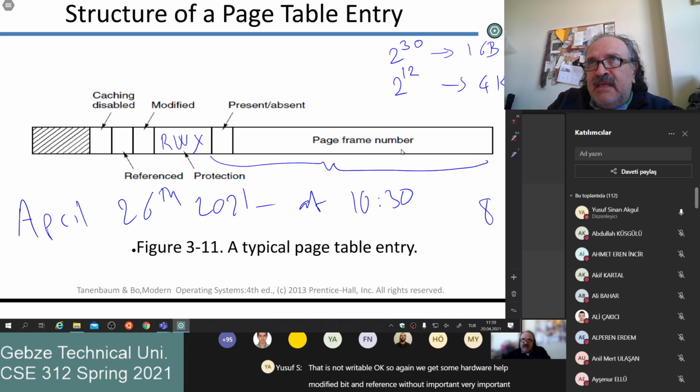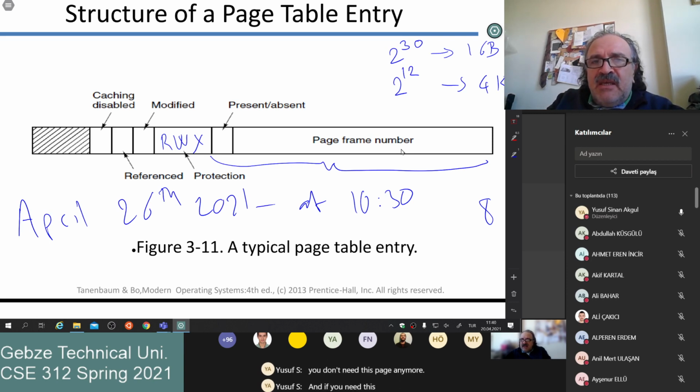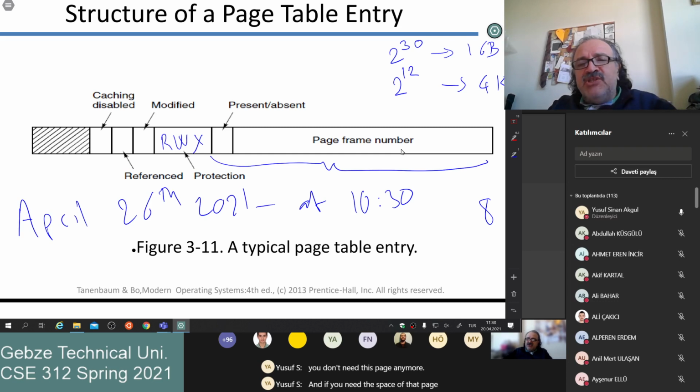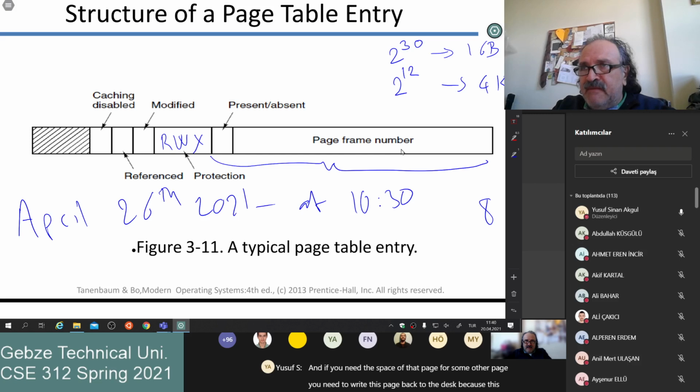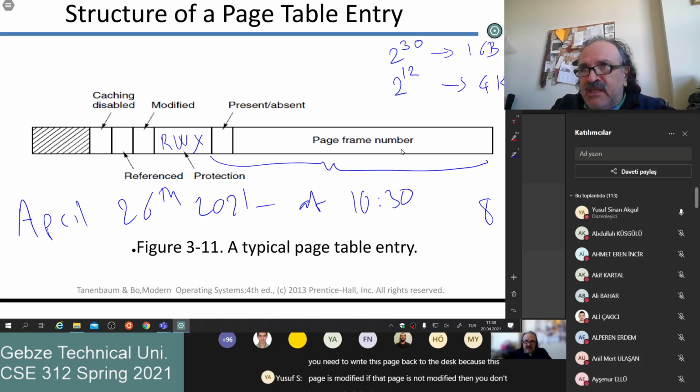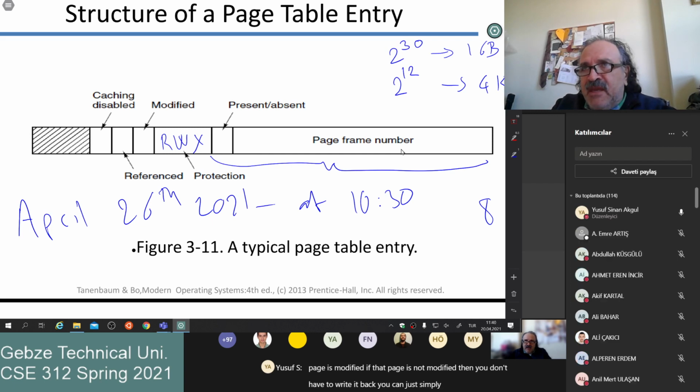The modified bit says that the page you are referring to has been modified. If you don't need this page anymore, and you need the space of that page for some other page, you need to write this page back to the disk because it is modified. If that page is not modified, then you don't have to write it back. You can simply erase it from your memory.